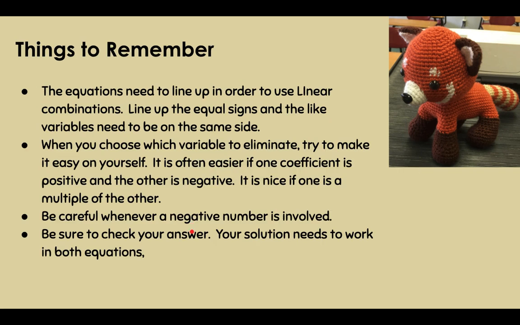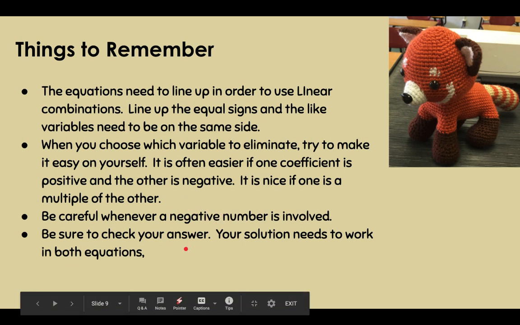So when you're using this method, remember, the equations need to line up to use linear combination. Line up the equal sign. Make sure we line up like terms. The trick to doing this is to make it easy on yourself. If one is positive and you need one to be positive, one to be negative, so they cancel. If you already have that, that might be a way to work. Be careful with negative numbers, and be sure to check your answer.